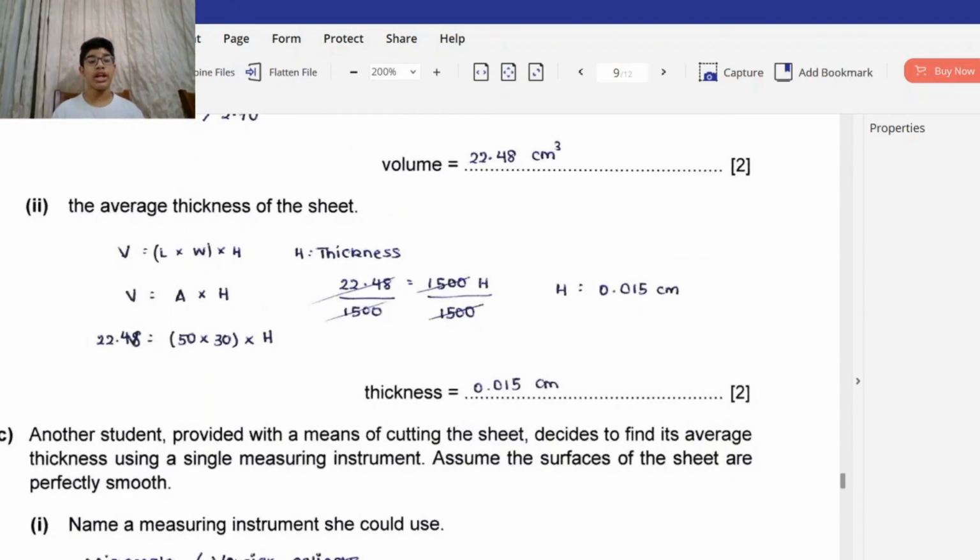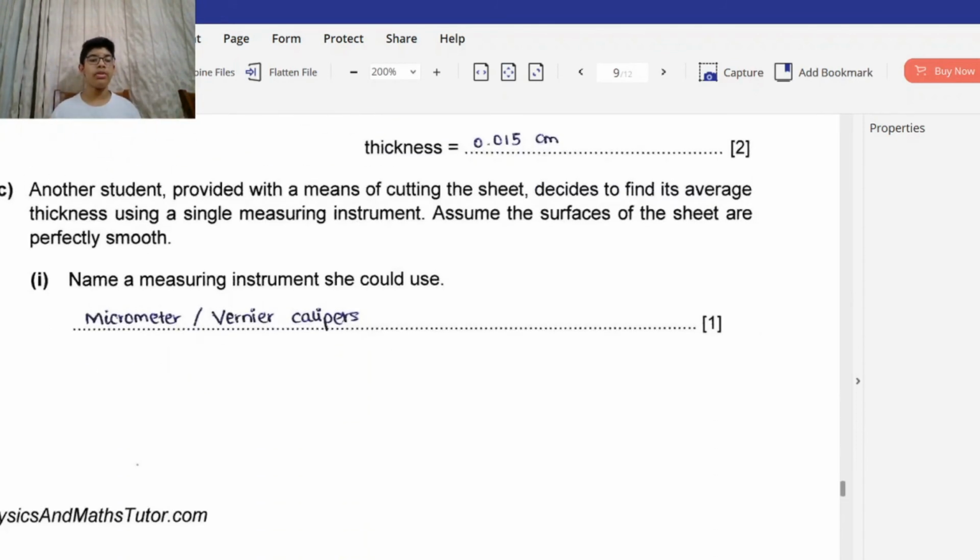Now, the average thickness of the sheet. Now remember, we have volume. The formula for volume is length times width times height. Thickness is basically the height. We know the length and width, and we know the volume. So 22.48 is equal to 50 times 30 times an unknown value. So 22.48 is equal to 1500 H. Divide both sides by 1500 and we get that the thickness is 0.015 centimeters.